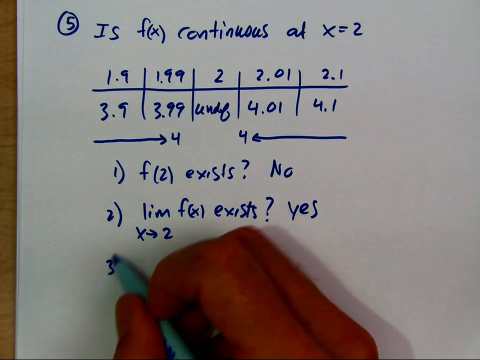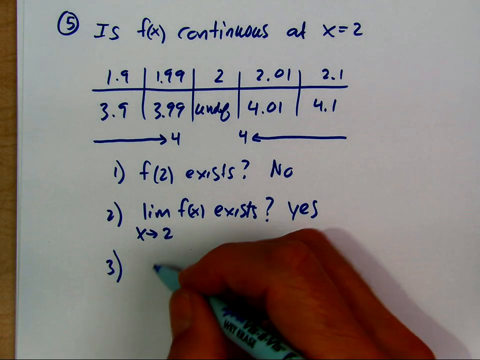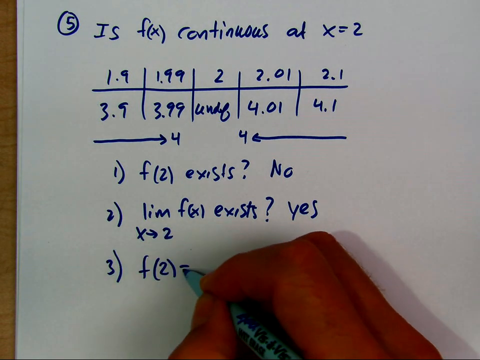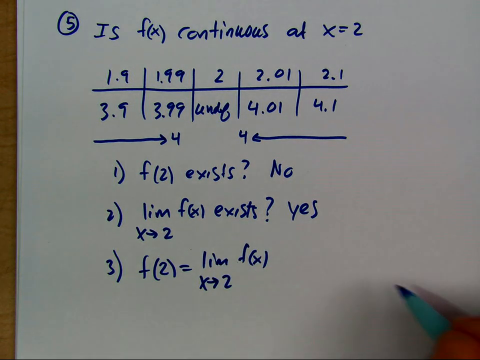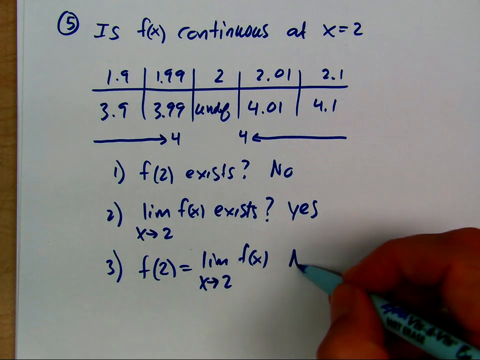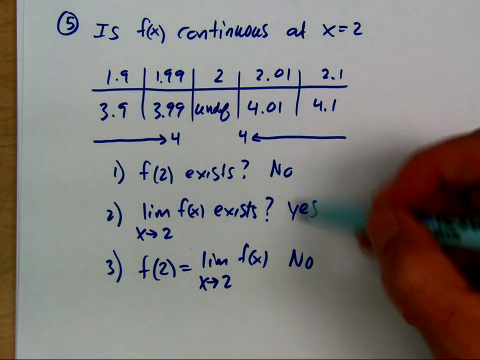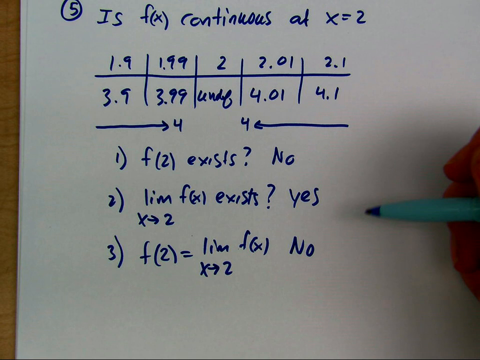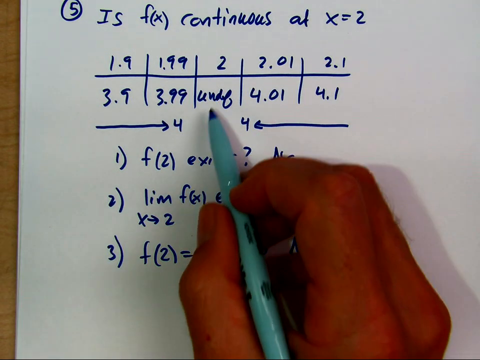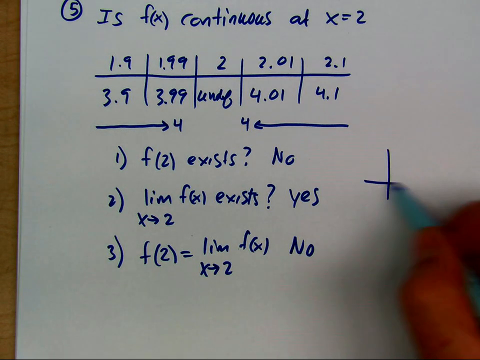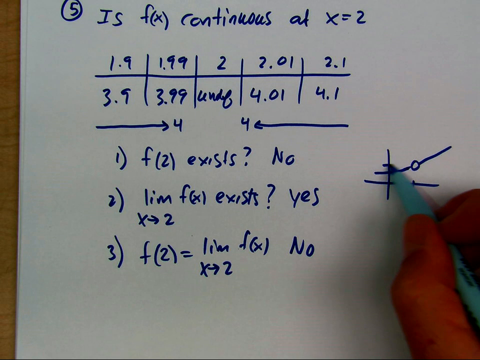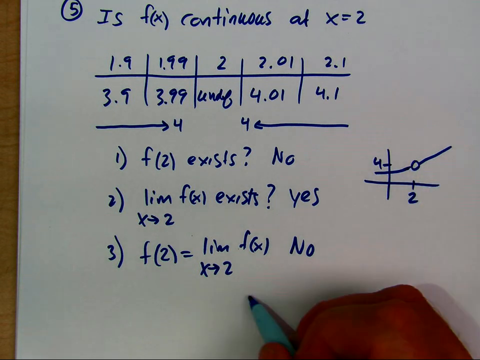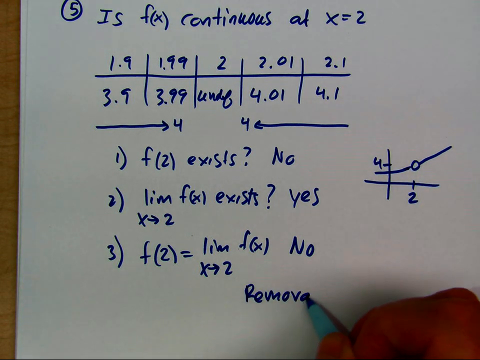And then our third question is, f of 2 is equal to the limit of f as x goes to 2. And that's going to be a no because f of 2 doesn't exist. So anytime we get one of these being a no, we know it's not continuous. But when we get a graph like this where we're just missing a point and a limit exists, the graph is doing something like that. So at 2, the limit is 4, but it's missing a point. So that's a removable discontinuity.